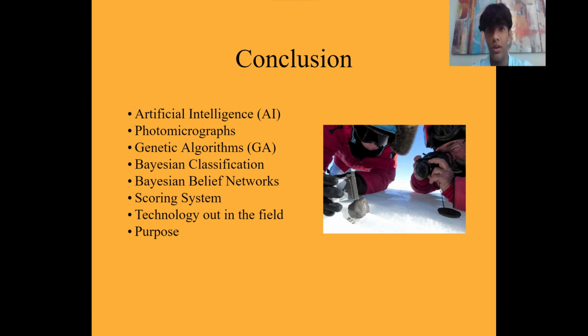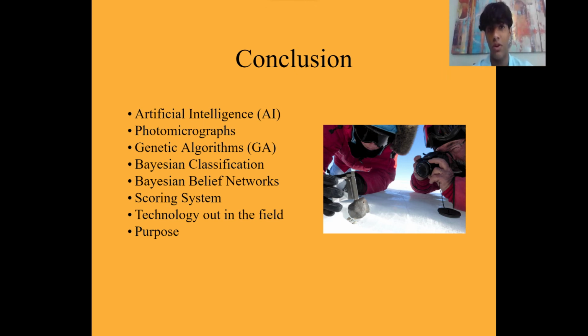Firstly, we have artificial intelligence, so by using photomicrographs as well as other computational techniques, we can try to make this process quicker and a lot more automated for these scientists. There are also genetic algorithms, which are often compared to natural selection in the sense that pairings are put up against each other for competition and the best pairings come out on top. There's Bayesian classification, which uses statistics and probability in order to find correlation between variables, and this also leads to newer classifications such as the Bayesian belief networks.